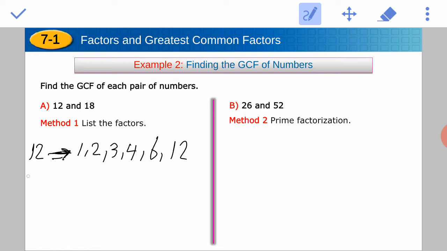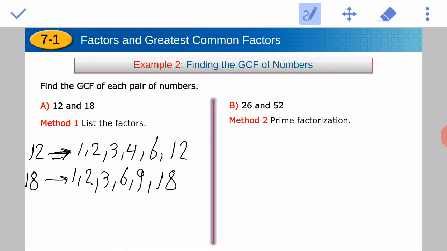Step number 2, you write 18. You write the list of factors of 18 in ascending order. The factors of 18 are 1, 2. Is it divisible by 3? Yep. Divisible by 4? No. By 5? By 6? Yes, it's divisible by 6. And by what? 2 times what gives us 18? 2 times 9, so 9. And 3 times 6 gives us 18. 1 times 18. The last factor is 18. So this is the list of factors of 12 and the list of factors of 18.